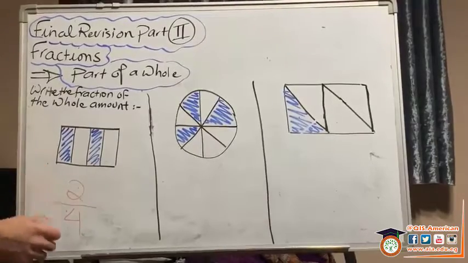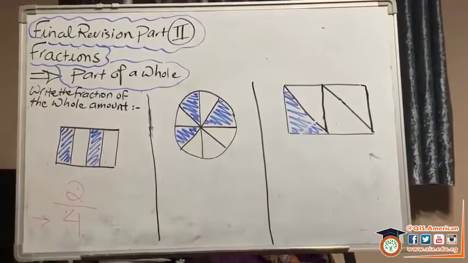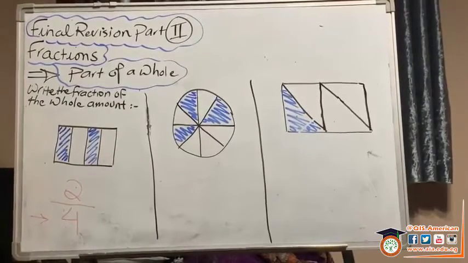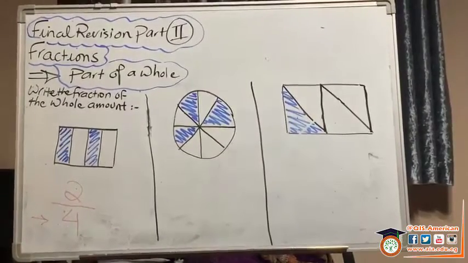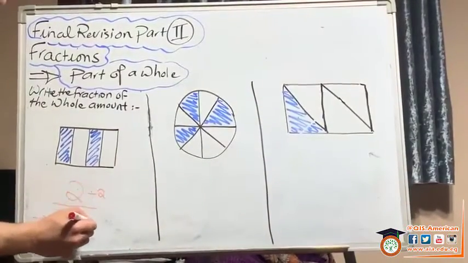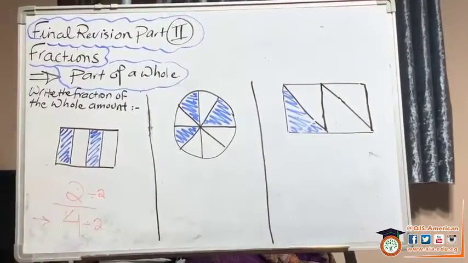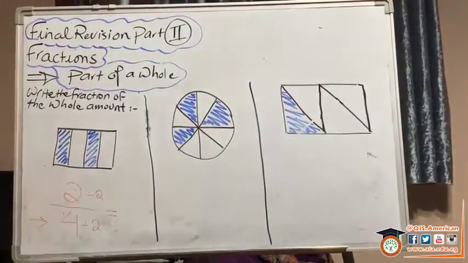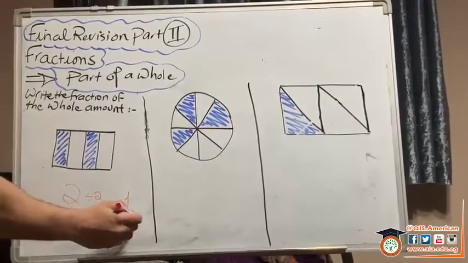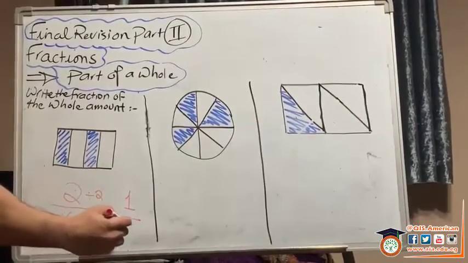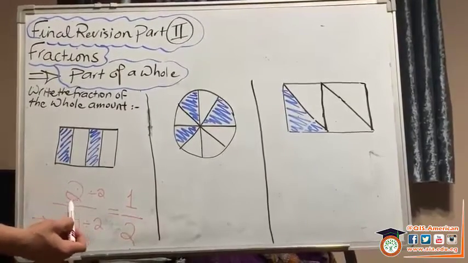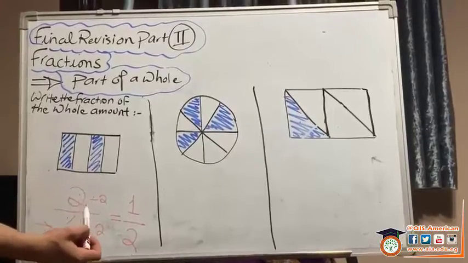Is this the simplified version? No, it's not, because 2 and 4 are in the same timetable, which is timetable 2. That means I can use the do-do rule to divide by 2, upwards and downwards, to get 2 divided by 2 is 1, and 4 divided by 2 is 2. If you don't remember how to divide, you can think of it that way.